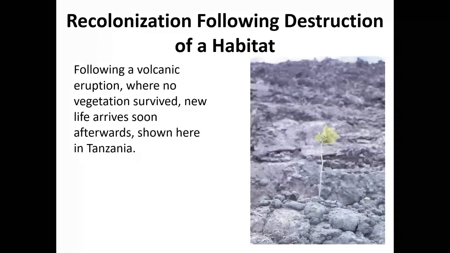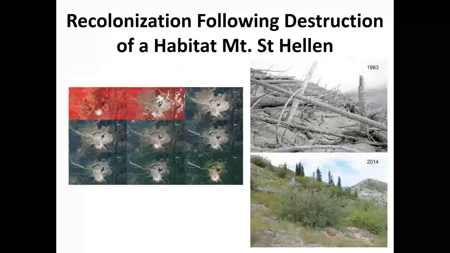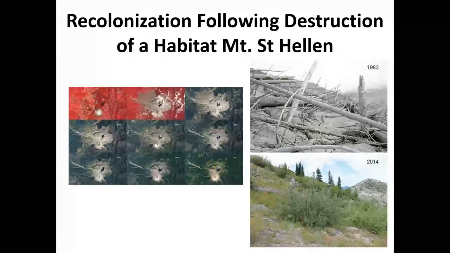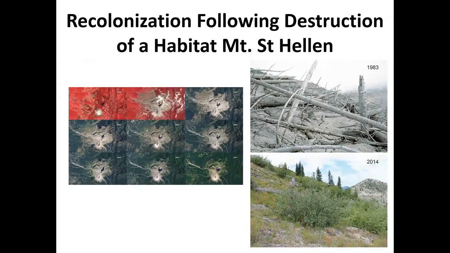More famously, in the United States, Mount St. Helens erupted in 1981 and obliterated in coal ash a very large area of several hundred square miles. And scientists have been studying it very carefully to see what would happen and how long it would take to recover. And you see some aerial photos here of before the eruption, and then the vegetation slowly coming back after a few years, and now it's almost fully recovered. And there's a picture of what it looked like in '83, where there was still coal ash everywhere and dead trees everywhere, and then 2014.